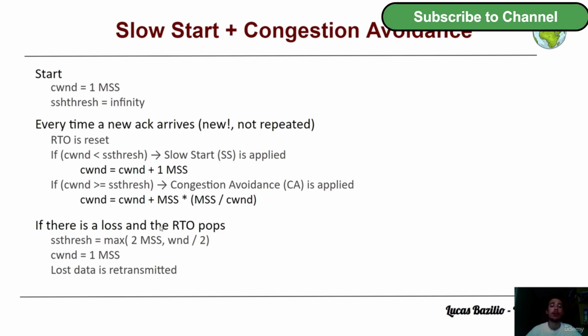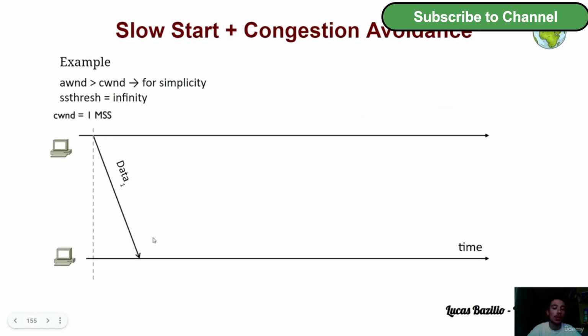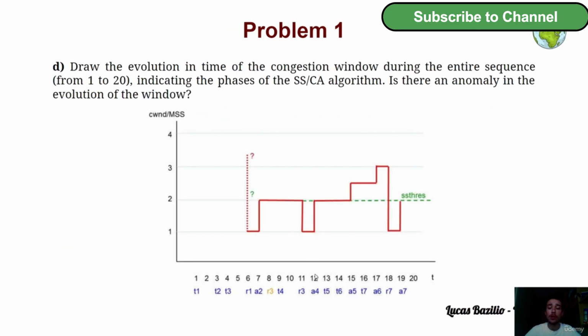And so now, as we have a loss, we need to compute the maximum between 2 maximum segment size and the window, which is 2 divided by 2, this gives us 1, right? Keep in mind that what we are computing now is on the exchange 11, since we have this retransmission and the value of the window is 2, okay? Now we need to compute the value between 2 maximum segment size and the value of the window, which is 2 divided by 2, which gives us 1, right?